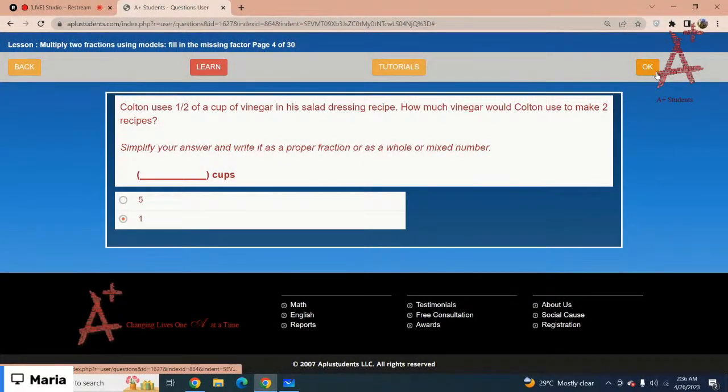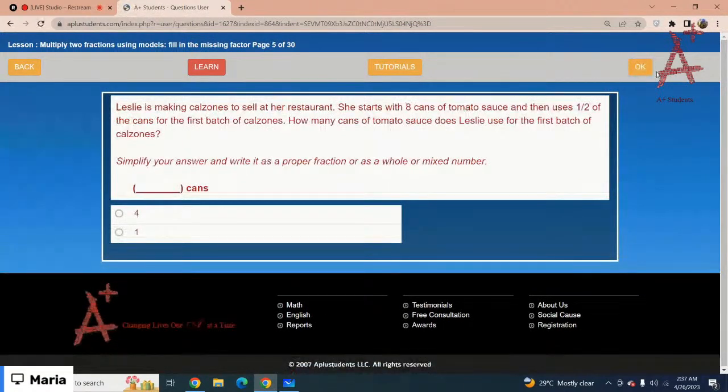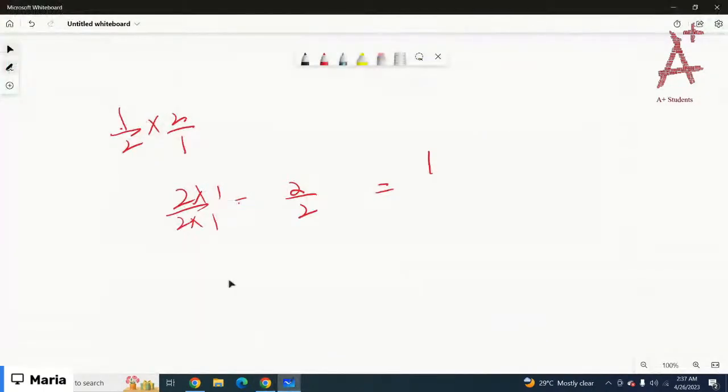Okay, the next one is: Leslie is making calzones to sell at her restaurant. She starts with 8 cans of tomato sauce and then uses half of a can for the first batch of calzones. How many cans of tomato sauce does Leslie use for the first batch of calzones? So you need to do 1 over 2 times 8.